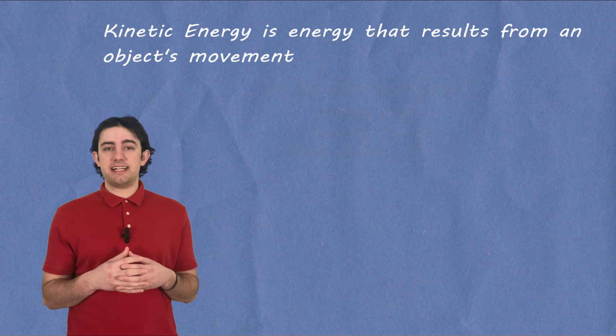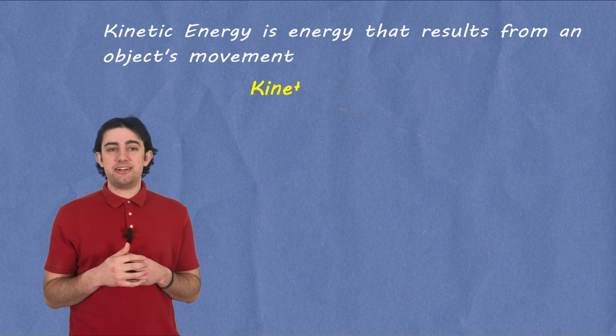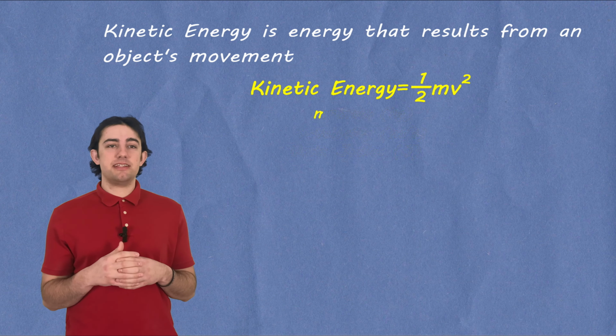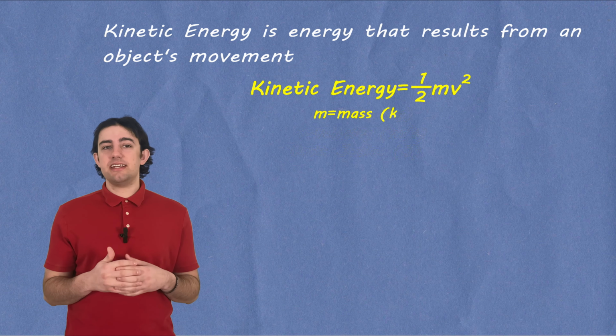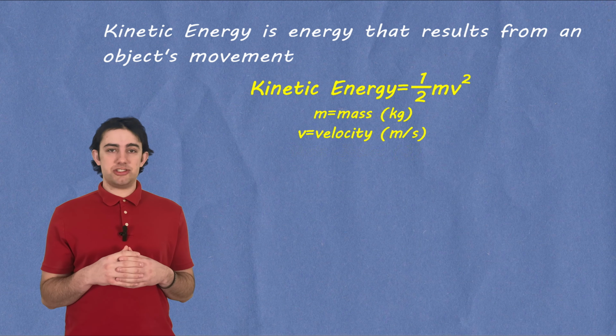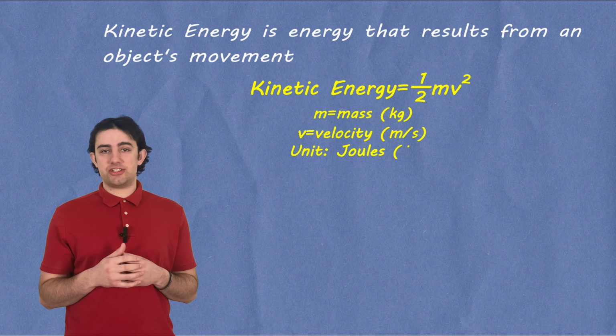The formula for kinetic energy is kinetic energy equals 1/2 mv squared. m is the mass of the object moving in kilograms, and v is the velocity of the object in meters per second. The unit for all of energy is joules, which is abbreviated as just J.